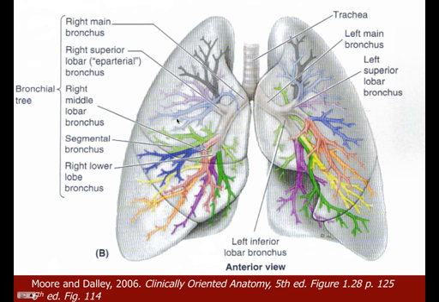Okay, so here, this is all your bronchial tree. You have your right main bronchus that comes into the right superior bronchus, and then continues on down into the right lower lobe bronchus. And then you have your bronchus going to the middle lobe as well, right? So you're only going to have two of those on the left side.